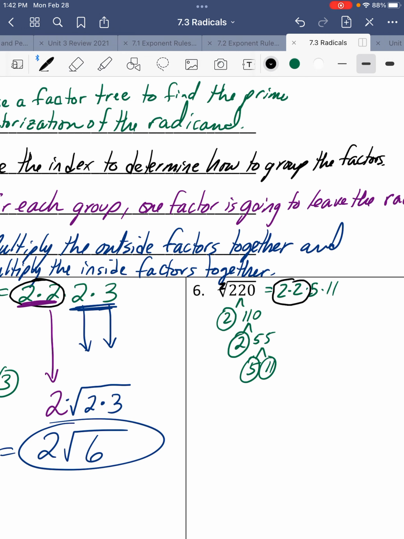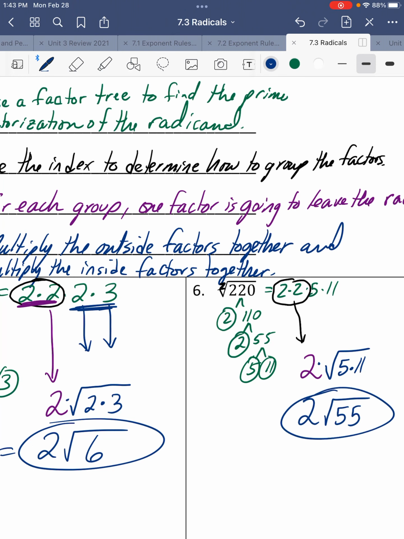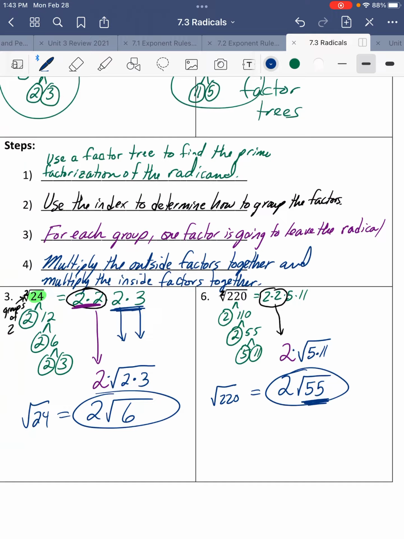is multiplied. It's a square root. 5 times 11, that's 55. So we have 2 square root of 55. So the square root of 220 is simplified. And the reason why it's simplified is that underneath the square root, that's a smaller number.